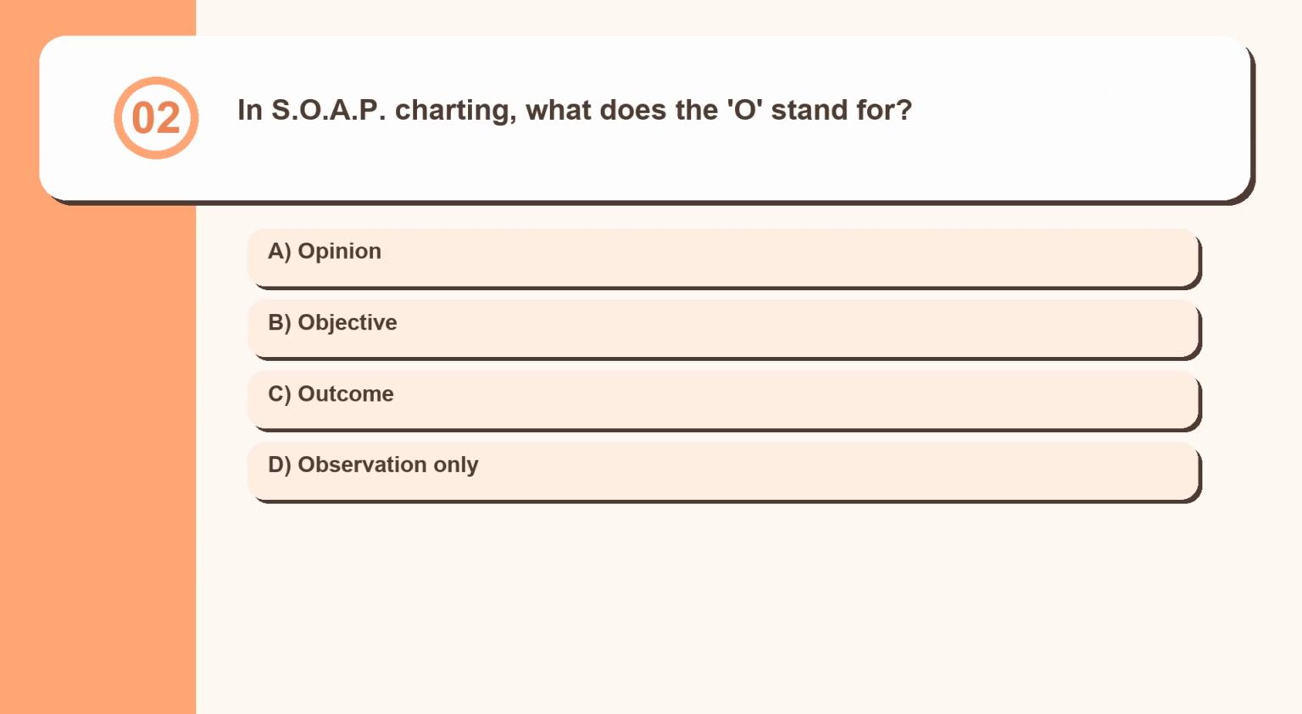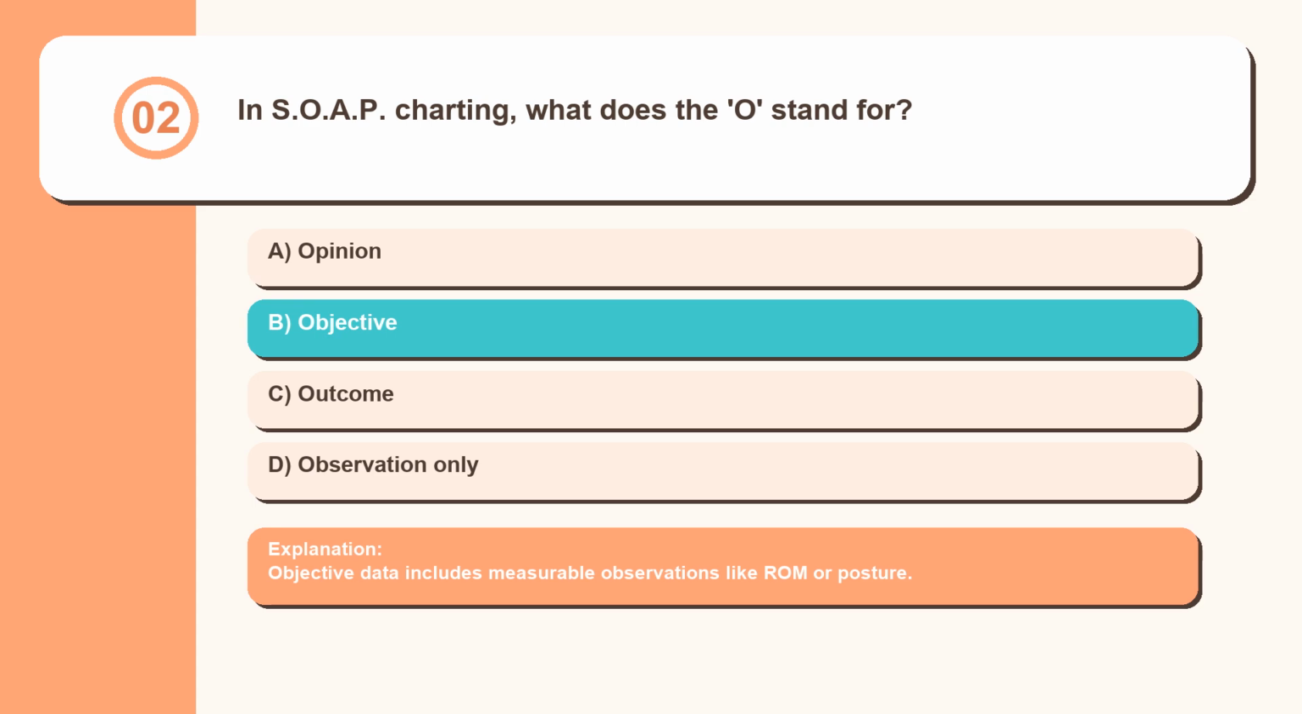Question 2. In SOAP charting, what does the O stand for? Opinion, objective, outcome, observation only. Objective data includes measurable observations like ROM or posture.